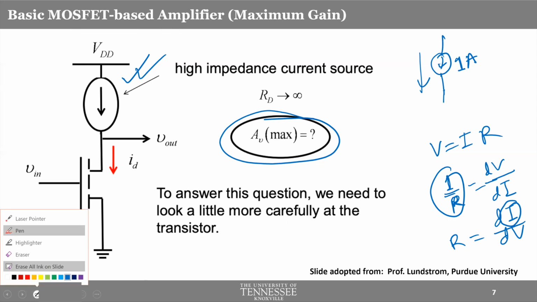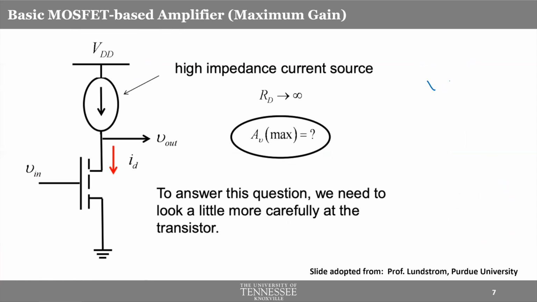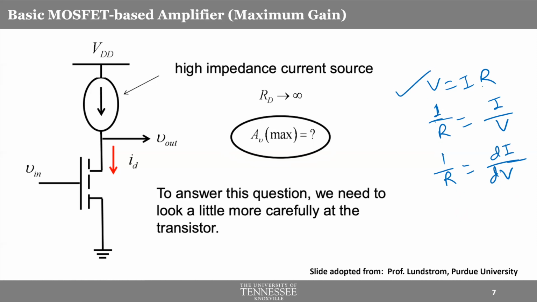One second, let me clear it off again. I think there was a small mistake in the calculation before, so I just erased everything and rewrote it. Just make sure that you don't get confused. V equals IR is Ohm's law. When I take resistance to the other side, we get 1 over R equals I over V. So 1 over R should actually be represented as dI over dV, not I over V, because that's a linear approximation. That's not the proper thing. The proper way would be to use the derivative.